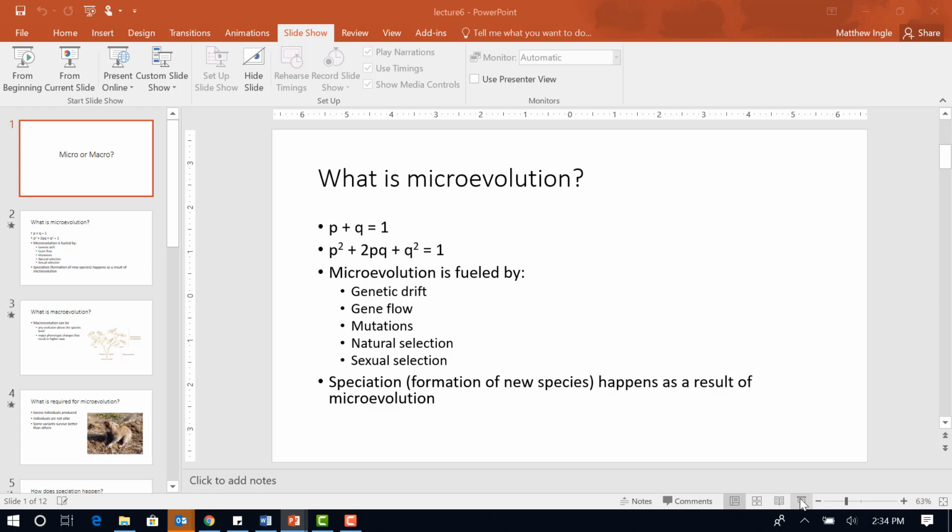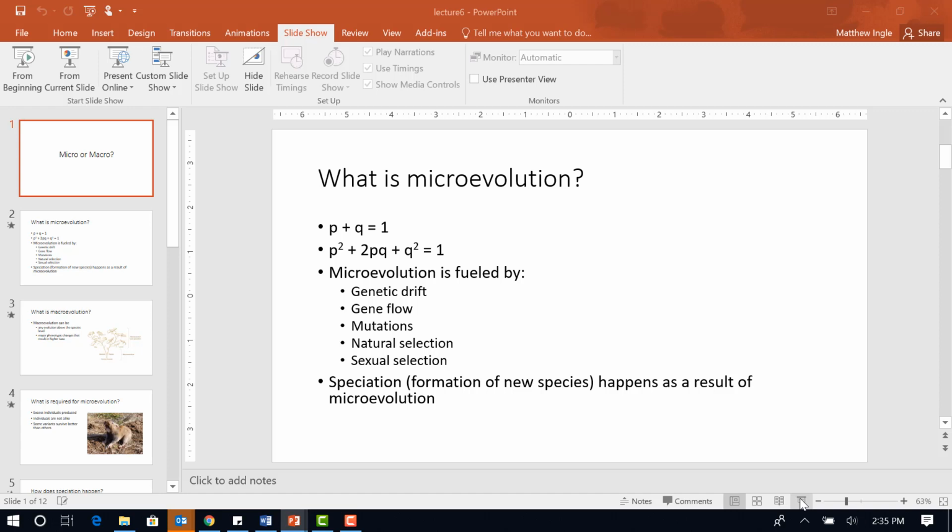The next equation represents p² as the proportion of individuals that are homozygous dominant, 2pq as the proportion that are heterozygous, and q² as the proportion that are homozygous recessive. If the population is not currently experiencing microevolution, then all of those should match up. If any of these don't match up, it's an indication that the population is experiencing microevolution, that the frequencies of the alleles are changing in that population, and that's what microevolution is.